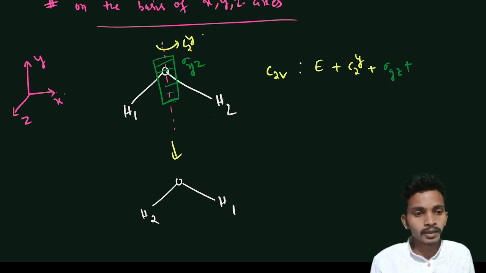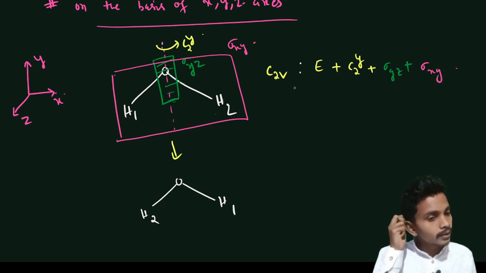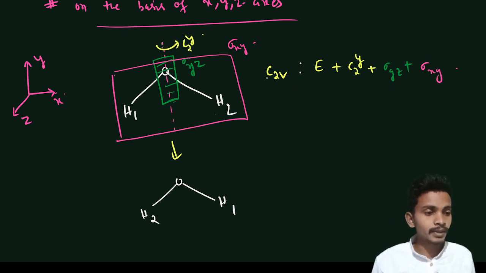With that, another plane which is cutting all the atoms is the molecular plane. That is x and y, meaning the water is planar, so that is sigma xy. This is also there, sigma xy. So these are the symmetry elements present in this C2v point group.